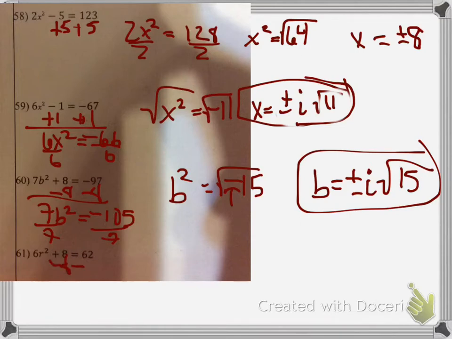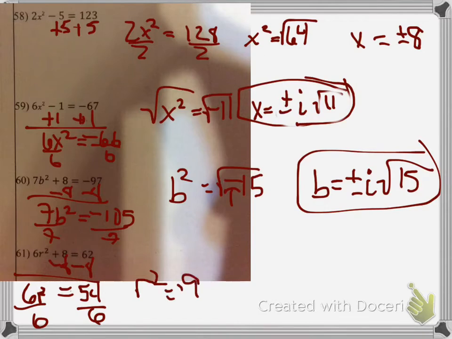Subtract 8 here, and I get 54. 6r squared. Divide by 6. r squared is equal to 9. Take the square root, and you get r is equal to, the square root of 9 is 3, but don't forget to put plus and minus. So it's fairly simple. The idea is make sure you get the x squared by itself, and then you start trying to take the square root, okay?